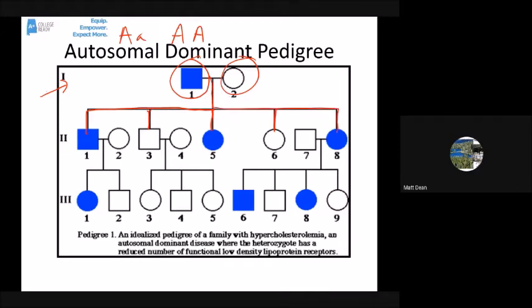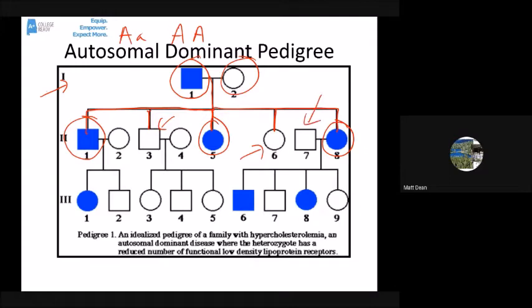So anybody that's connected to that red line is a child of persons 1 and 2. And notice that three out of the 5 children are affected with the disorder. Notice that individual number 6 and individual number 3, they don't get the trait. That's possible. Also notice that males and females are both inheriting this condition from the father.